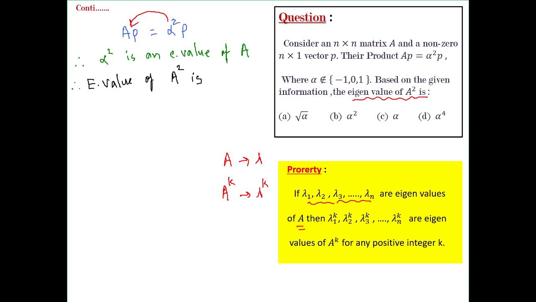By using this property, the eigenvalue of A is alpha square. Now what is the eigenvalue of A square? We raise to power 2, so alpha square whole square, which is alpha power 4. Therefore the eigenvalue of A square is alpha power 4. Therefore option D is the correct one.